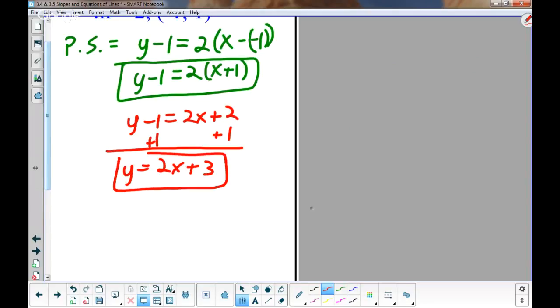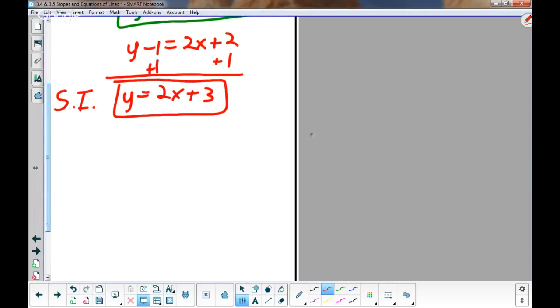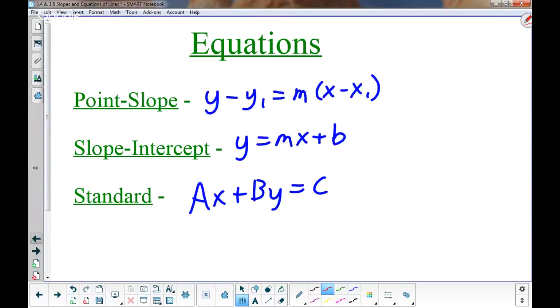And there is my slope-intercept form. I'm going to abbreviate that SI. So y equals 2x plus 3. Now, to get standard form, if you notice our standard form from beforehand, it's ax plus by equals c. Basically, guys, what do you notice? The x and the y are on the same side.